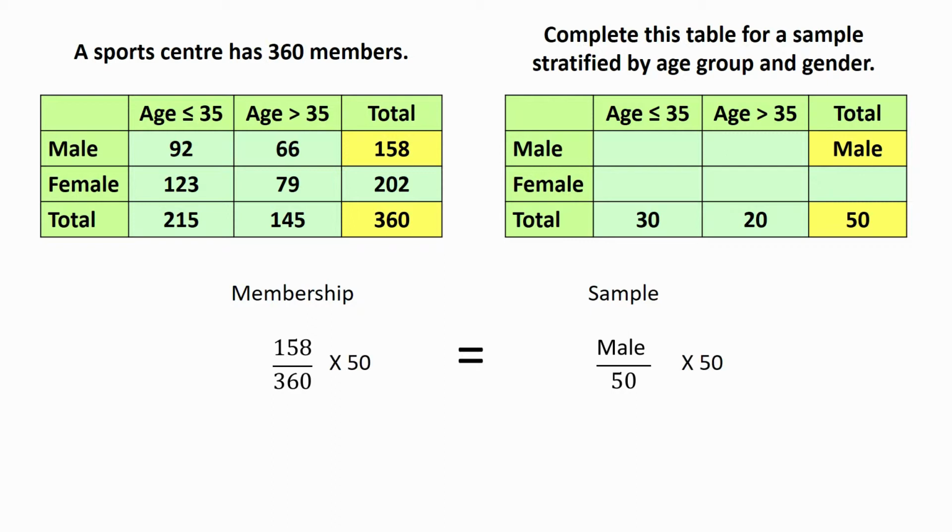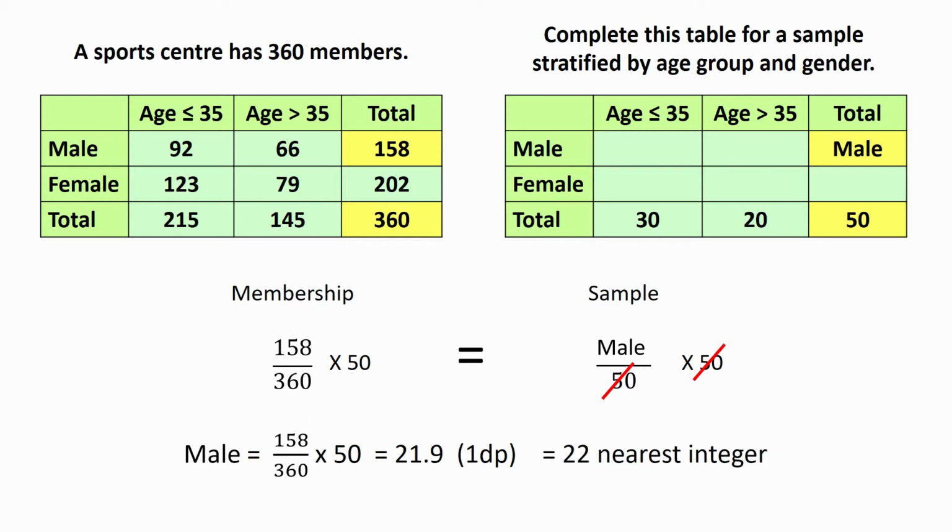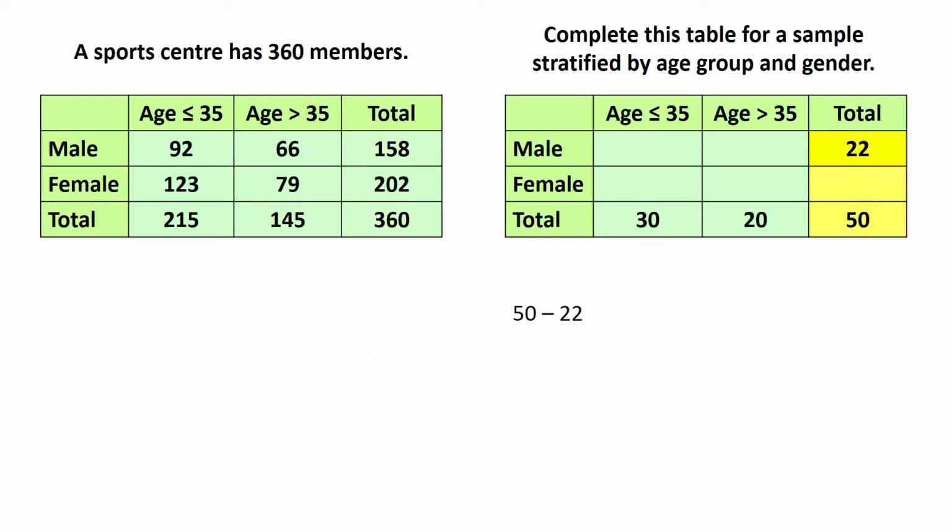Multiply both sides by 50 to eliminate the denominator of the sample, and cancel, giving the number of males in the sample as 158 over 360 times 50, which is 21.9 correct to 1 decimal place, and rounding to the nearest whole person gives 22, which is recorded in the table. The total number of females in the sample can be found by subtracting 22 from 50, which is 28.